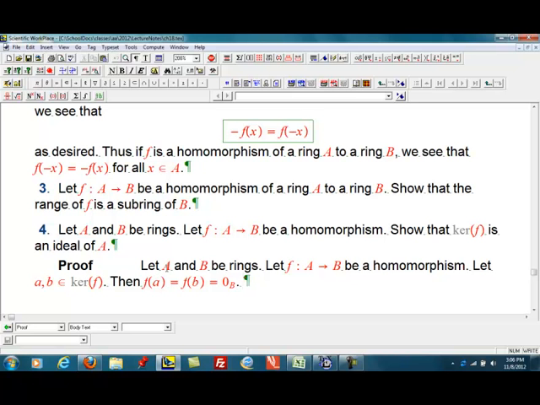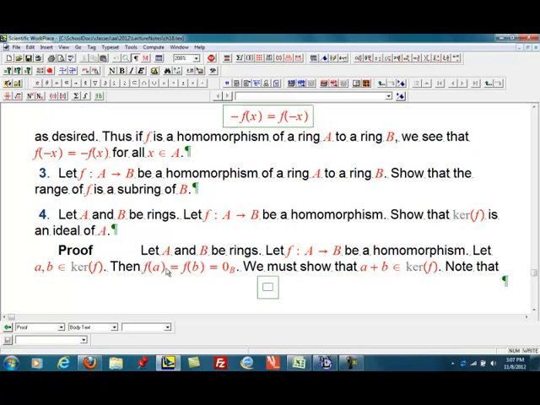I set myself up, didn't I? Okay, so then how do we show that A plus B is in the kernel? Yeah, we have to show that F of A plus B equals the neutral element, right, to be able to be in the kernel. That's the definition of being in the kernel. So we have to show that F of A plus B is the neutral element.